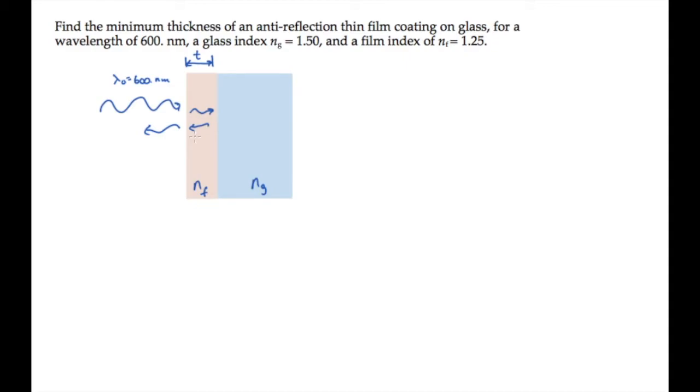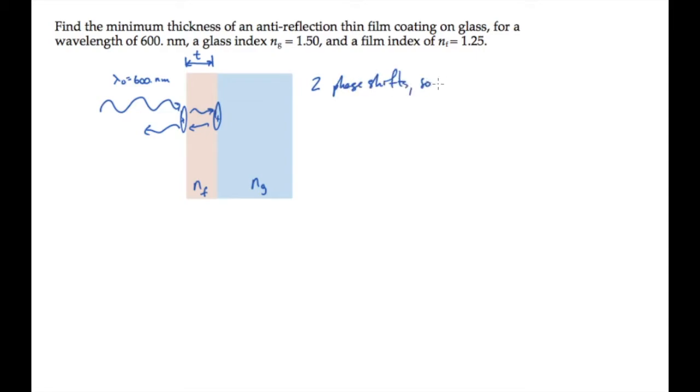Before we can write the condition for destructive interference, we need to count the number of phase shifts. There's one at the first surface, where the wave reflects off of the air-film interface, and there's another one where the wave reflects off the film-glass interface. In both of those cases, the second medium has a higher index of refraction than the first, so they both have a phase shift.